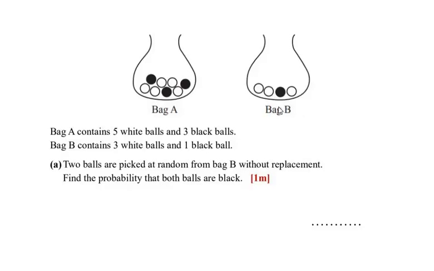Now in the bag B, we can see that there is only 1 black ball. So imagine that once we pick it out, there are going to be remaining 3 white balls. So if I am going to pick up another ball, it is going to be white. It is not going to be black. So the probability that both the balls are black is going to be 0 because there are no 2 black balls in bag B. So this is our answer.